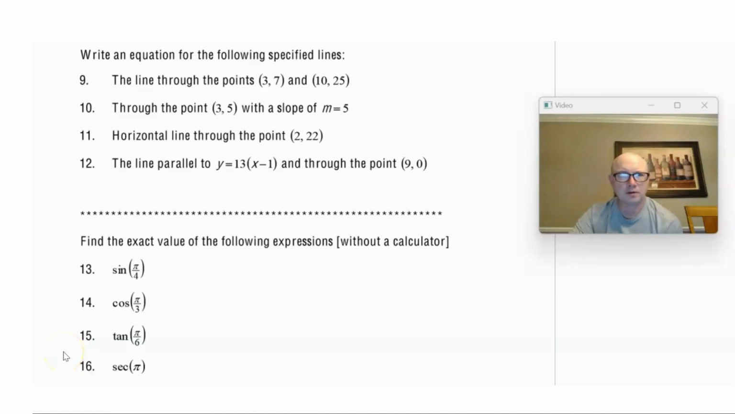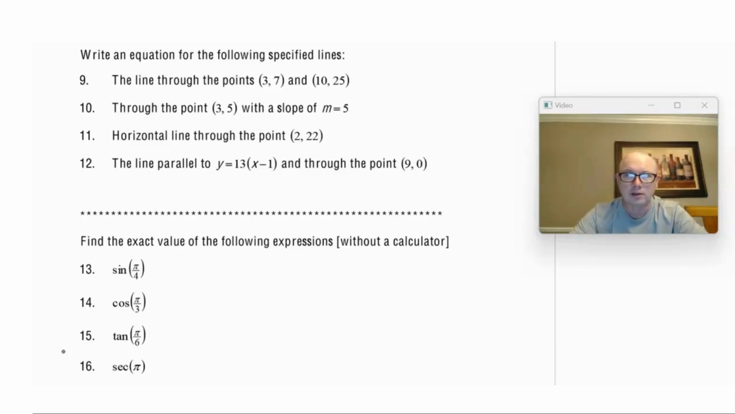All right, so this is part two of our video on skills we need for the beginning of the year for AP Calculus. In this video, we're going to go over some linear concepts, and we're also going to go over some exact values that you're going to need. Write the equation for the following specified lines. Number 9: we want the line through the points (3, 7) and (10, 25).